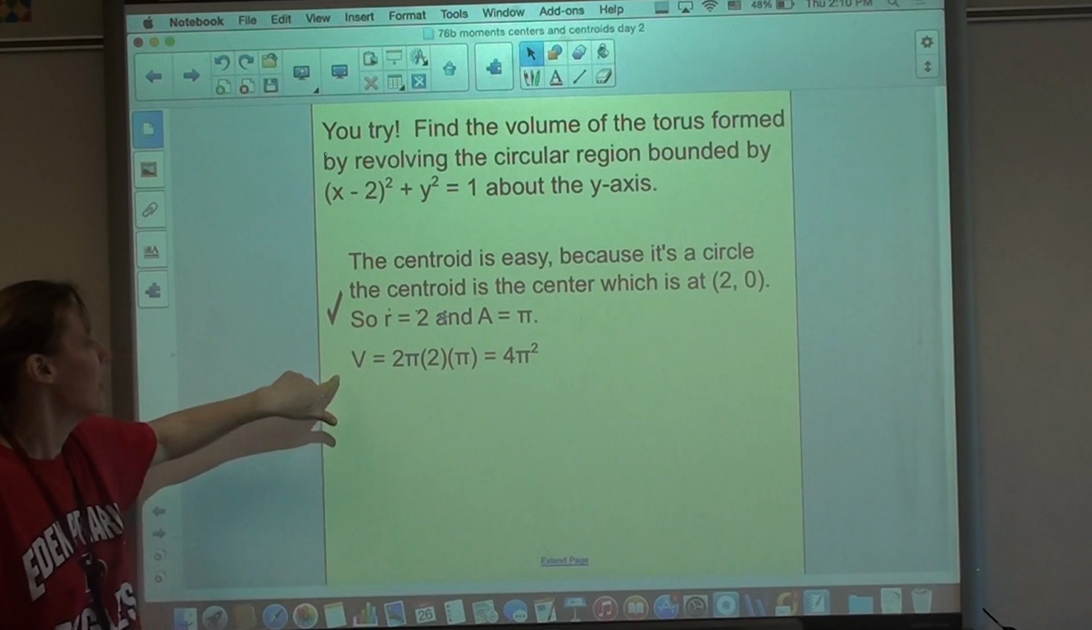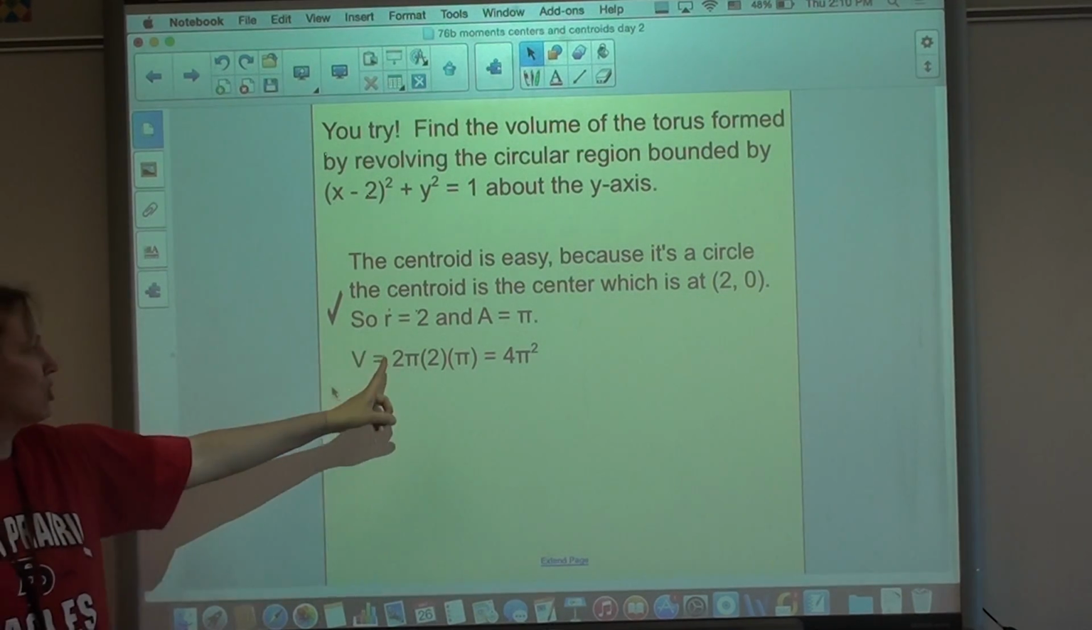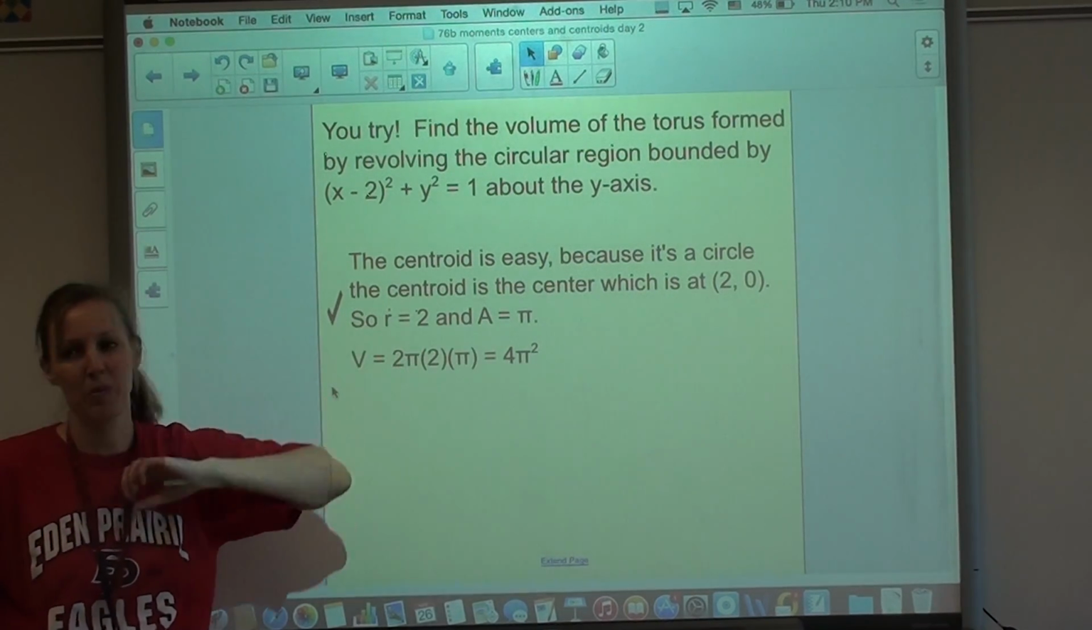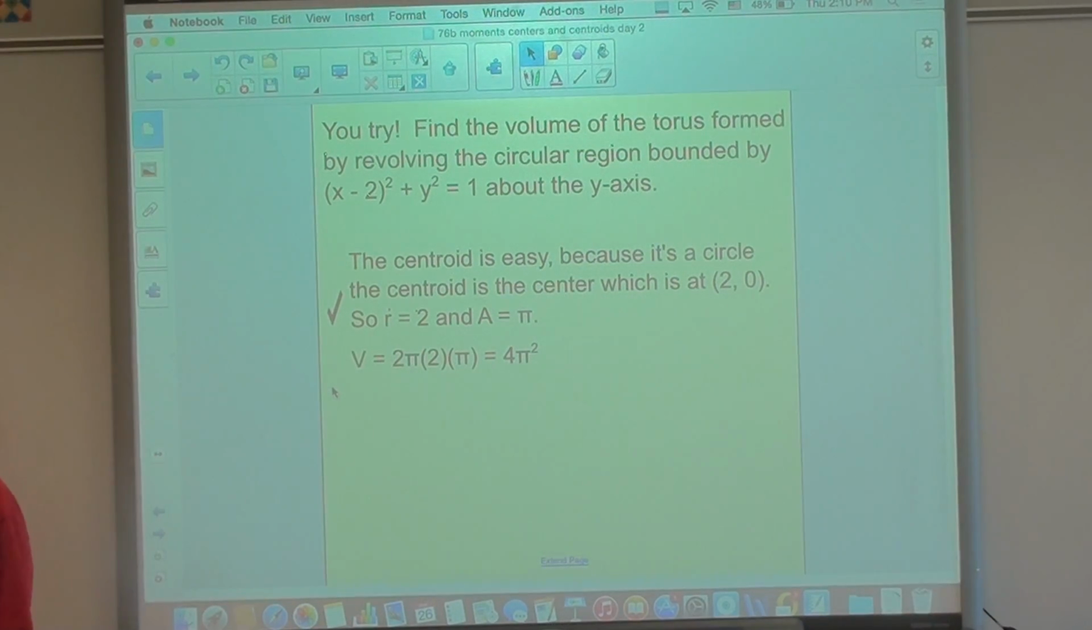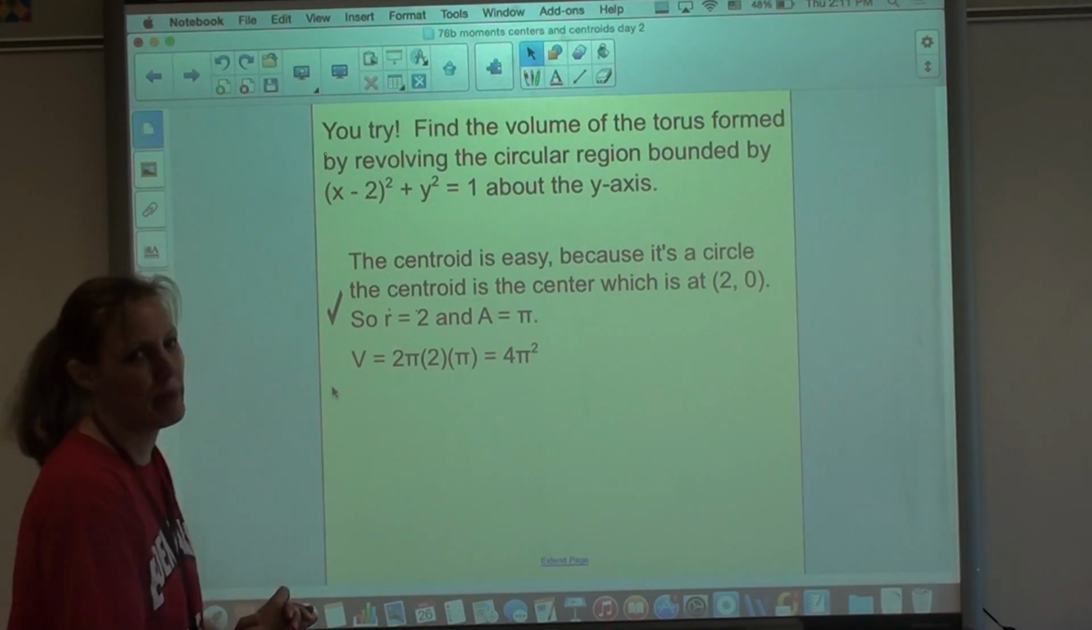So, okay, your volume of your torus is 2 times pi times 2 times pi, or 4 pi squared. Right? Isn't that cute? How lovely is that? Think about what that would have been with integrals, right? Okay. So, that's the theorem of Pappus.